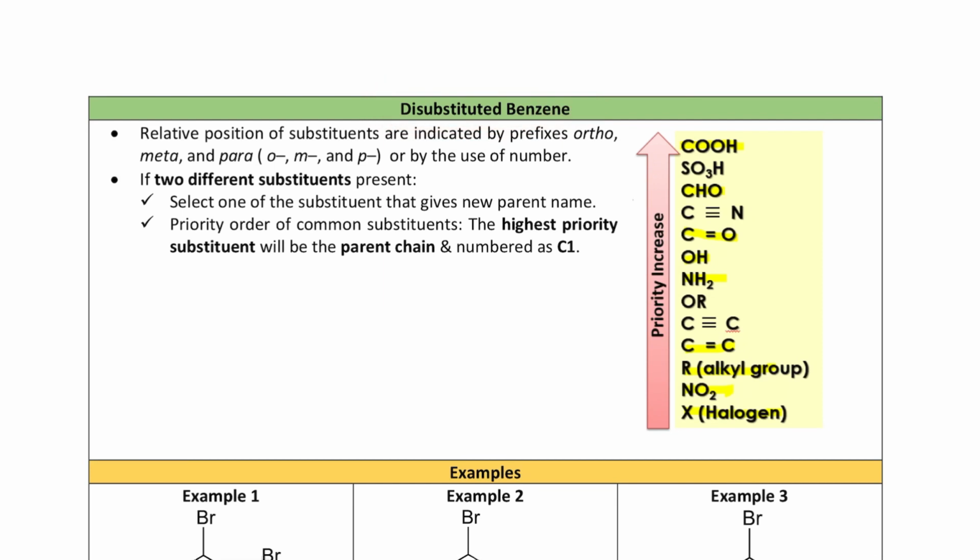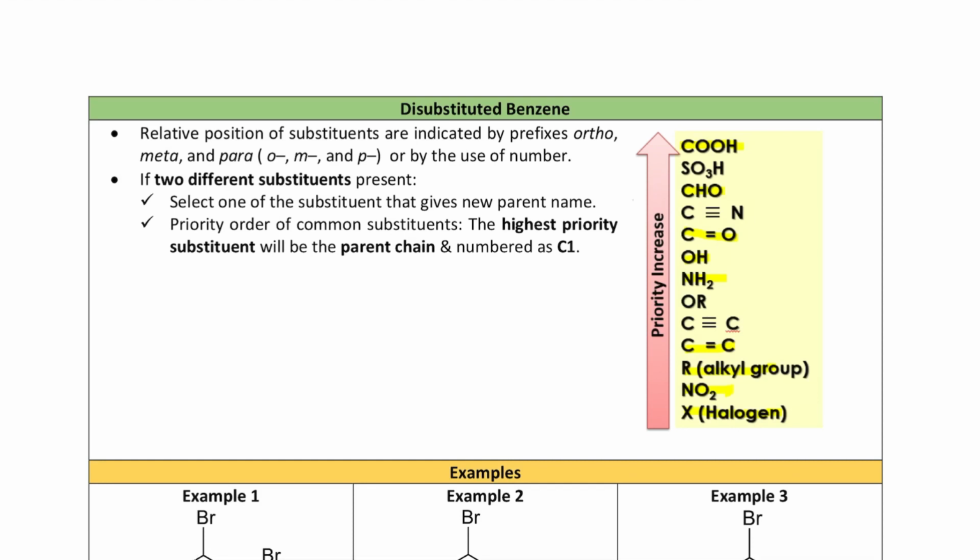Okay, disubstituted benzene here means benzene tu ada dua substituent lah. Okay, so kalau ada dua substituent, dia ada benda baru sikit. Relative position of substituent are indicated by prefixes ortho, meta and para. Ataupun ortho tu boleh symbolize as O dash and then apalah. Okay, M for meta, P for para, or by the use of number. Okay, before this kita belajar nak tentukan tempat substituent tu kita guna number. Tapi dalam benzene you can use number, you can use ortho, meta, para juga.